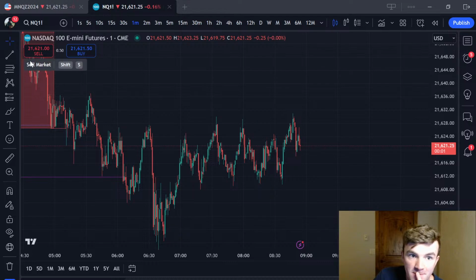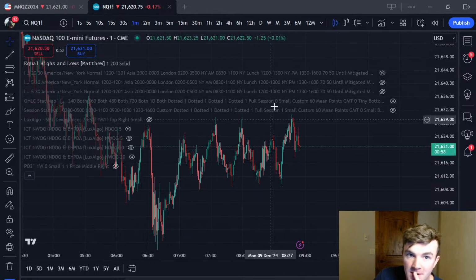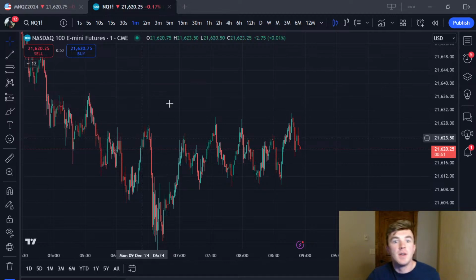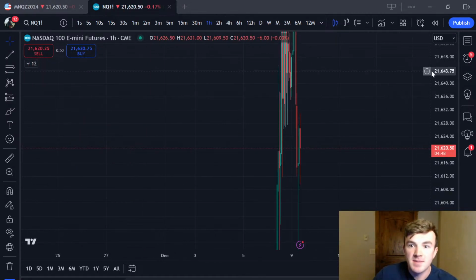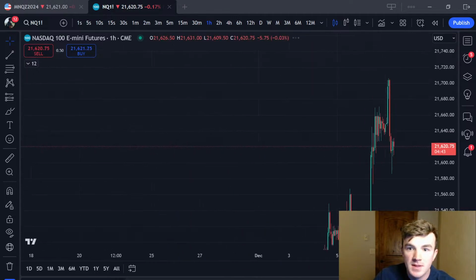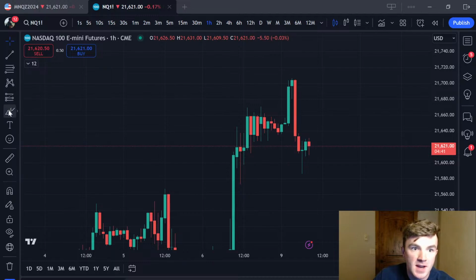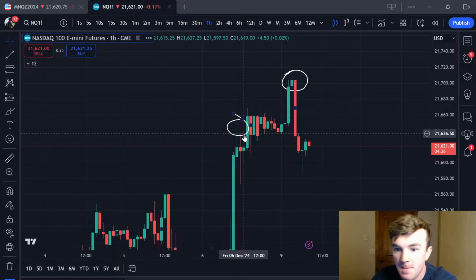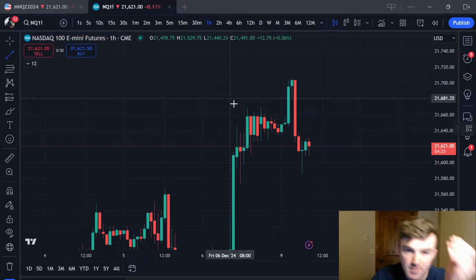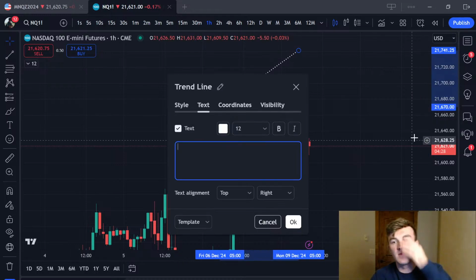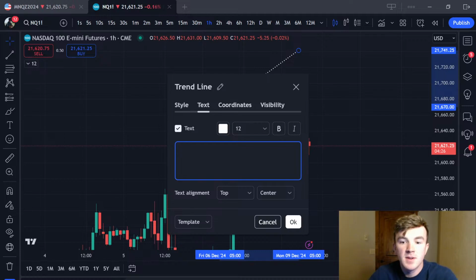Actually, let's go on the NQ chart so that way it's a little more obvious. Okay. So, something I'll note is that we have SMT with this high and with this high and this high. So there's SMT there. So top center, we have SMT there.